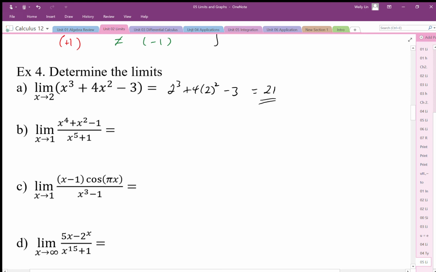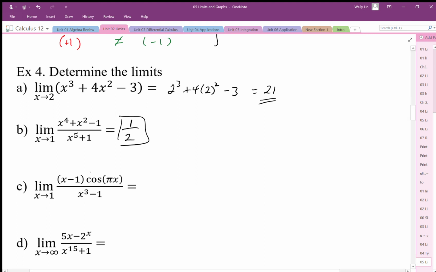So if we can just plug in, there's nothing wrong. We can do the limit. Same with this one here. I don't think there's anything wrong when we plug in. We get 1 plus 1 minus 1 is 1, the numerator. We plug in 1 here. We get 1 to the power 5 plus 1 is 2. Okay, so if we can actually plug in and evaluate the limit, we do that.